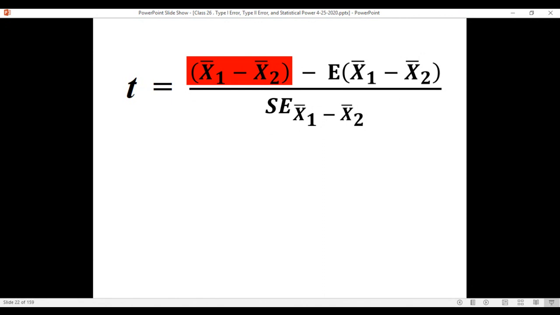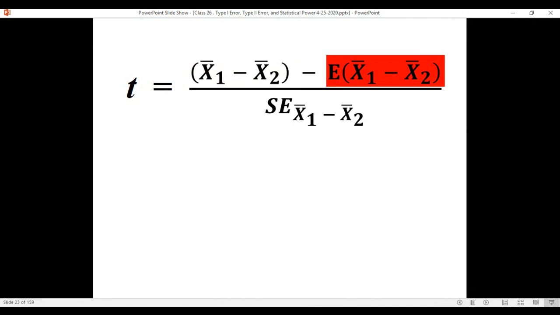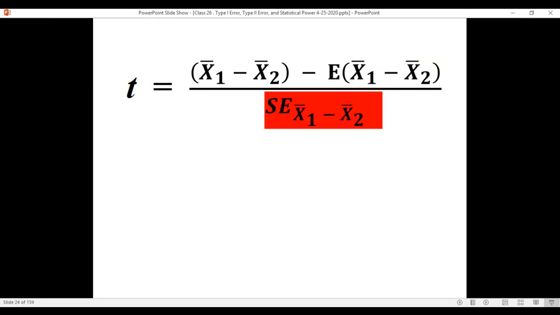The first part up here is the difference between the two sample means. The second part is the expected value of the sampling distribution of the difference between the means. And the third part is the standard error of the sampling distribution.